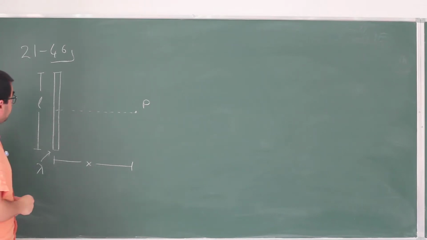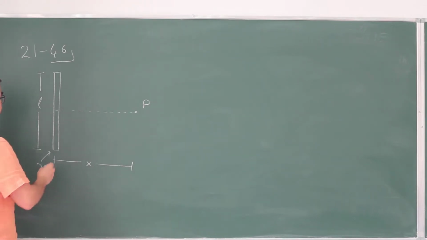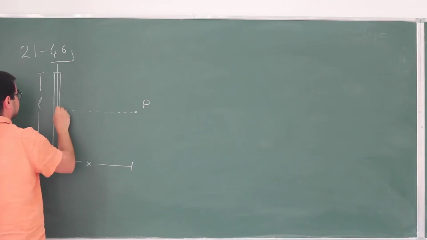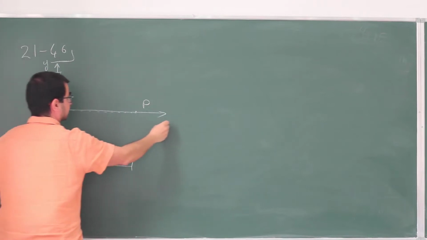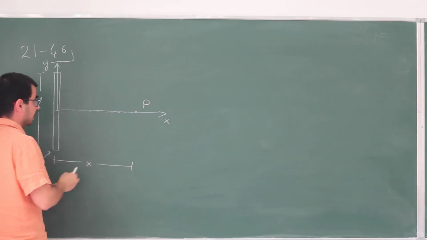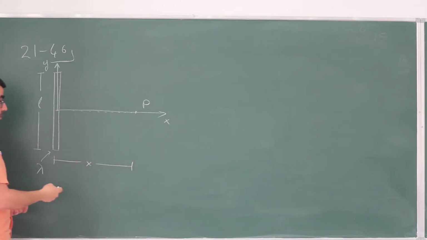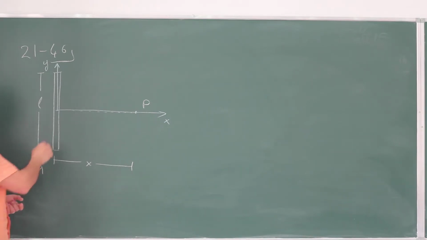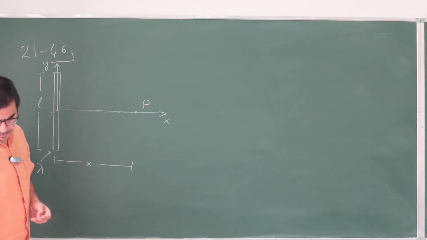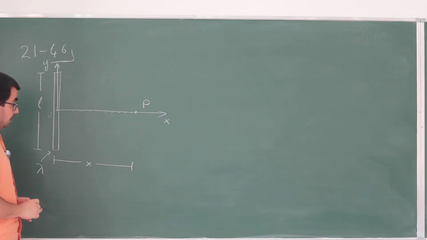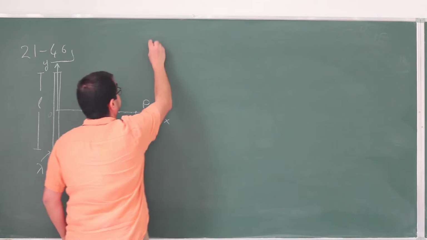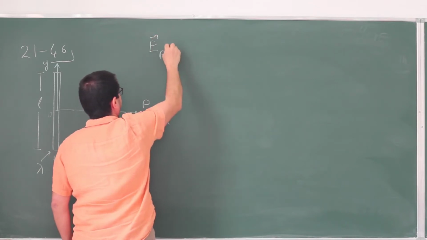In fact, they are referring to some figure, so we are going to have some coordinate system that looks like this: y in the vertical, x in the horizontal. So this x is also the x coordinate of this point P, not just the distance from the midpoint O. And they're asking for the electric field at this point P. So what's the electric field at point P?